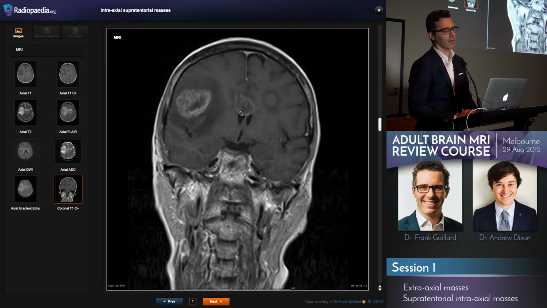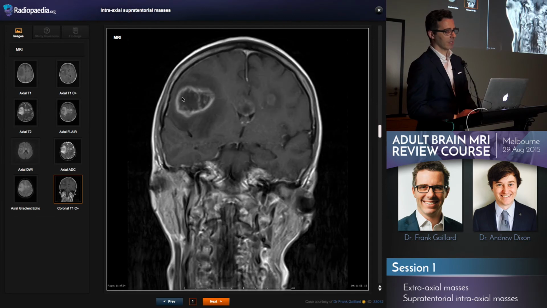When you see this, you can basically limit your differential to high-grade glioma, lymphoma, maybe radiation necrosis, or post-traumatic if there's a history. Look carefully at this mass, because this could easily be a MET. It's sort of at the grey-white matter junction. We really struggle to see that non-enhancing cortex, which we look for carefully. In this case, you don't see it.